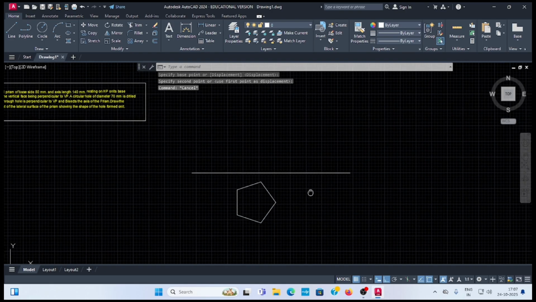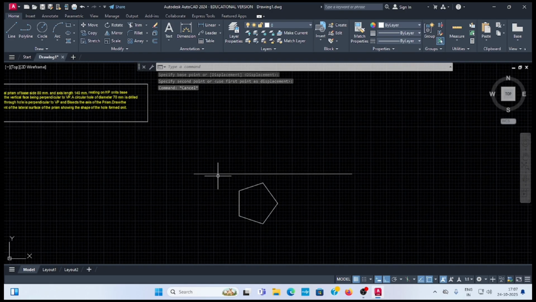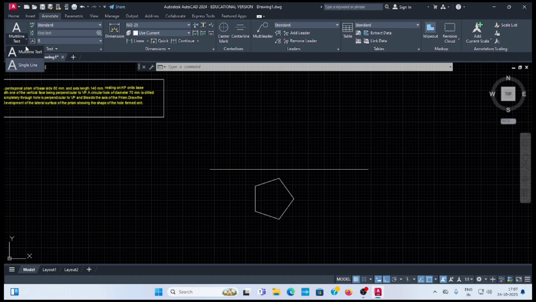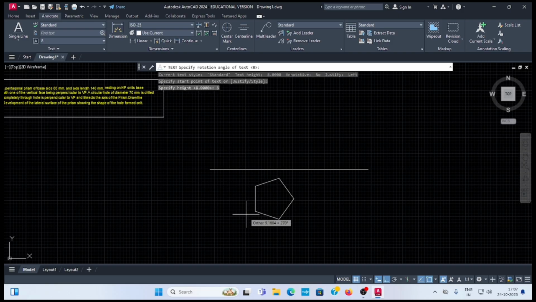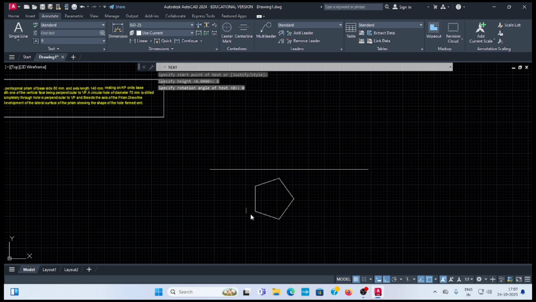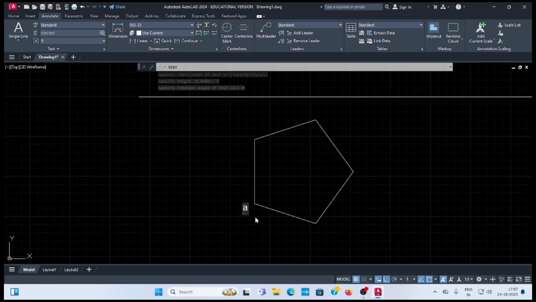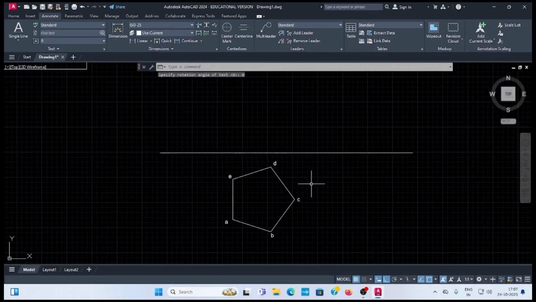Now all the corners you should name. Go to annotate, select single line text, and letter height I give 8, enter. Angle of rotation 0, enter, and give your names: A, B, C, D and E. Labeling is very important, then only you will understand the problem. Give the naming like this.